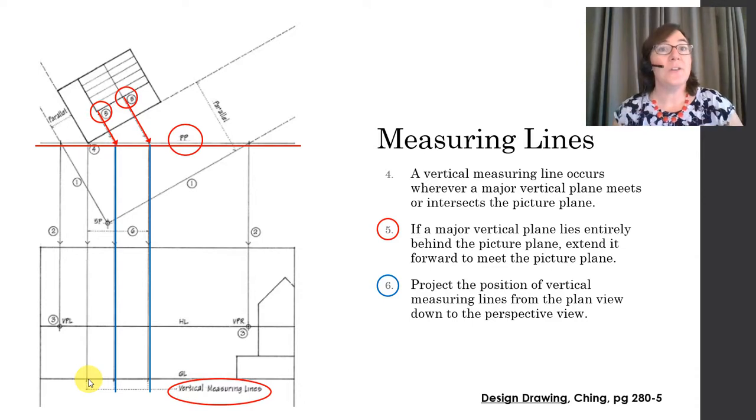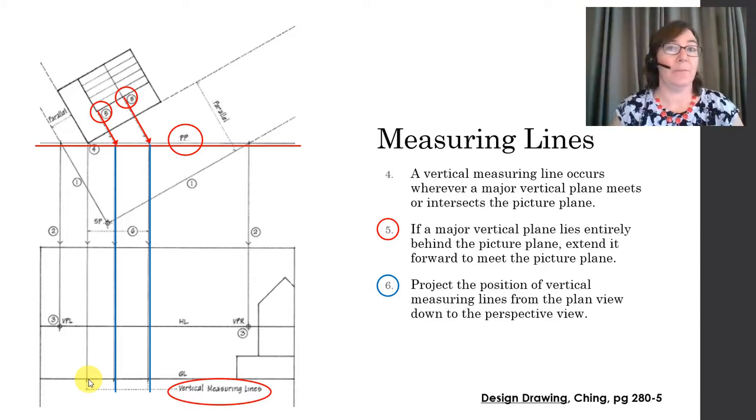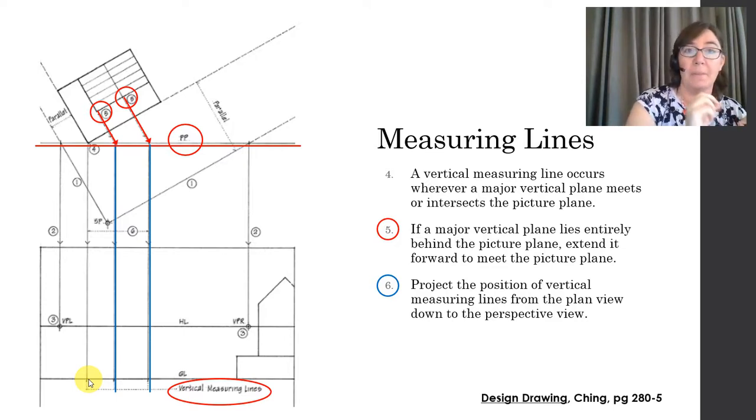For points that are not on the picture plane, all right, you have to first project it forward to the picture plane and then come down in a vertical fashion. We're going to see some examples of that later. All right, first we'll talk about this one special point that's on the picture plane, and then we'll talk about all the rest of the points that aren't.